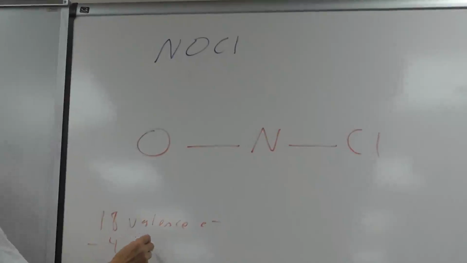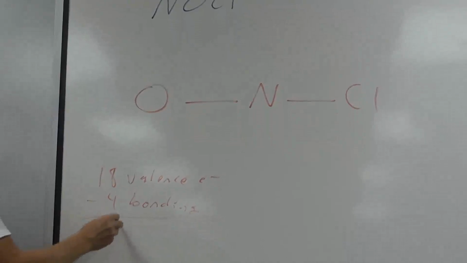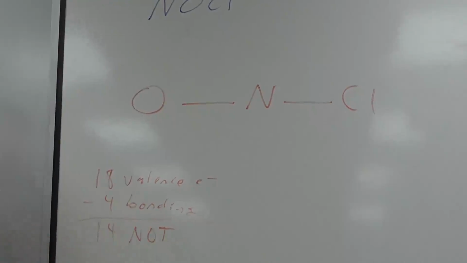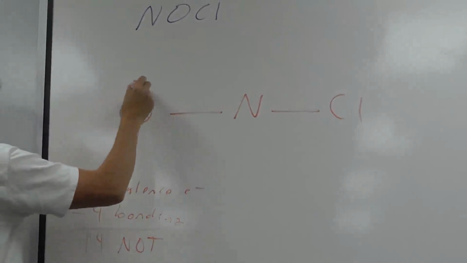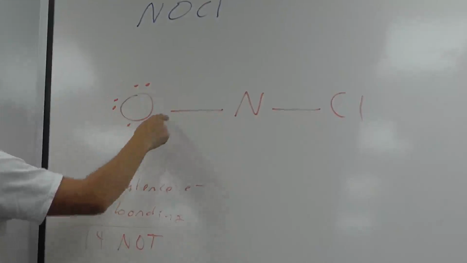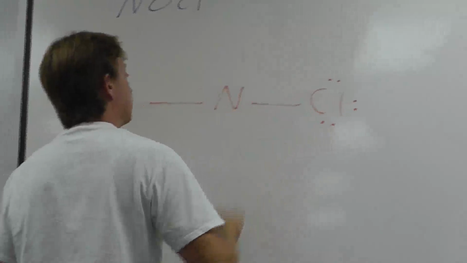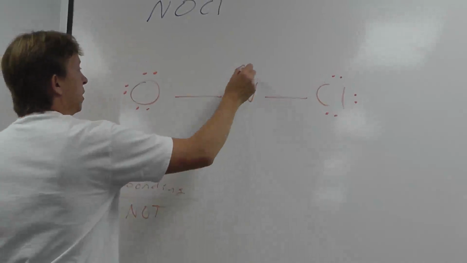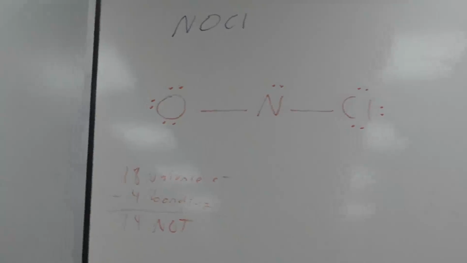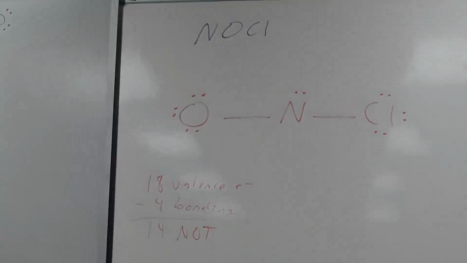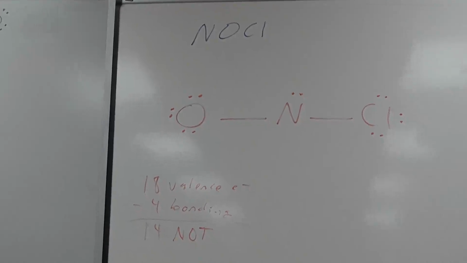Four of those are involved in bonding, which means the other 14 are not. And placing those starting out on the perimeter, 2, 4, 6 fills up the oxygen's octet. 8, 10, 12 fills up the chlorine's octet. There's still 2 more to go. Those would go on nitrogen. And that's the end of Rule 4. This is what you should have at the end of Rule 4, and we're not done yet.